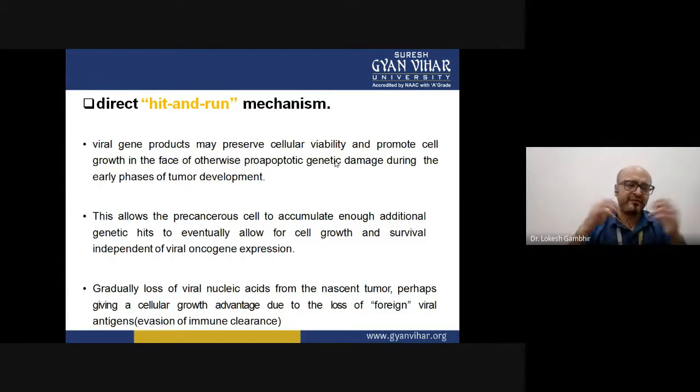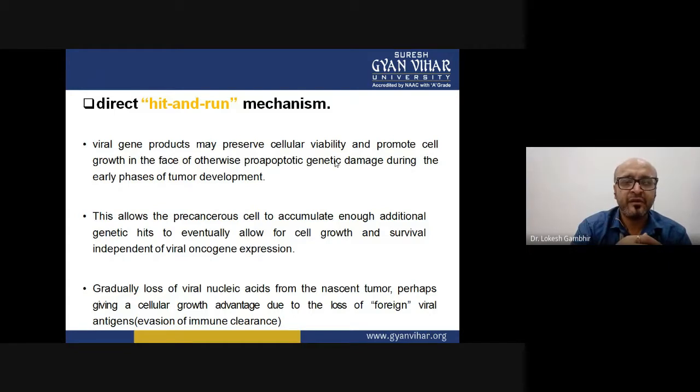Now, what is the hit and run mechanism? See, when we are talking about the viral gene product, it may preserve viability, or it may promote the cell growth. But what is happening in a nutshell? There is a genetic damage. There is a genetic damage whenever there is an early phase of tumor development.